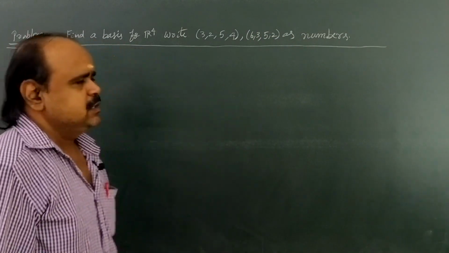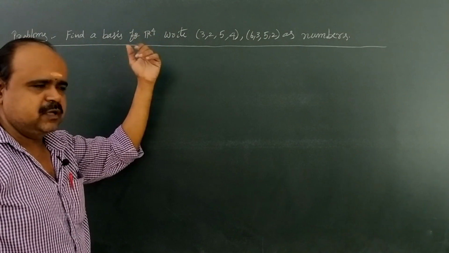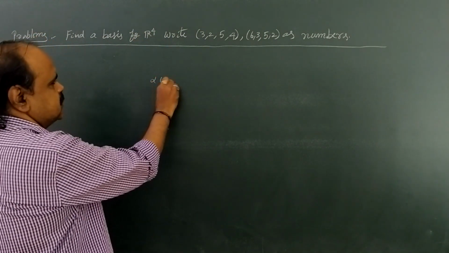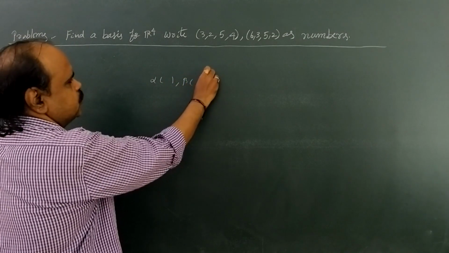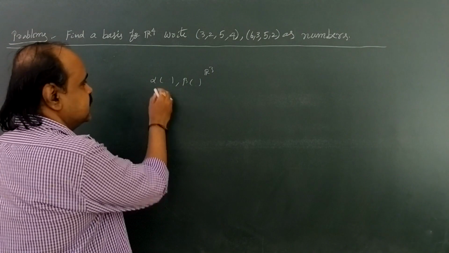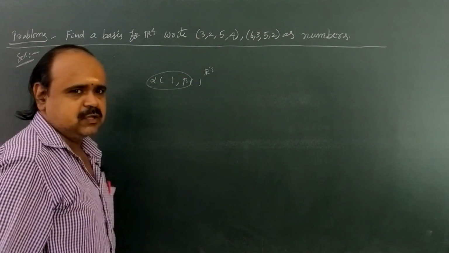That means a problem like the one we already saw in earlier classes or earlier videos. For vectors alpha and beta in R cube, find a basis which contains alpha and beta. A similar problem we already saw in our earlier classes.